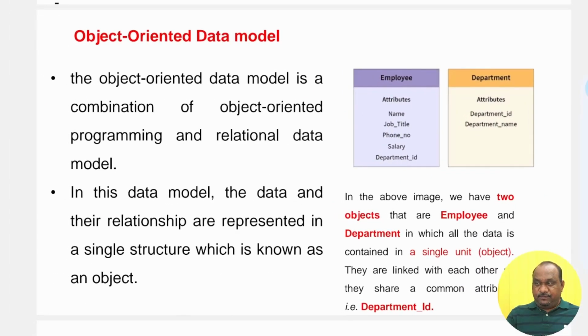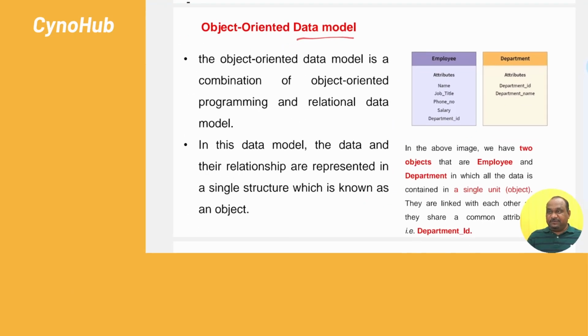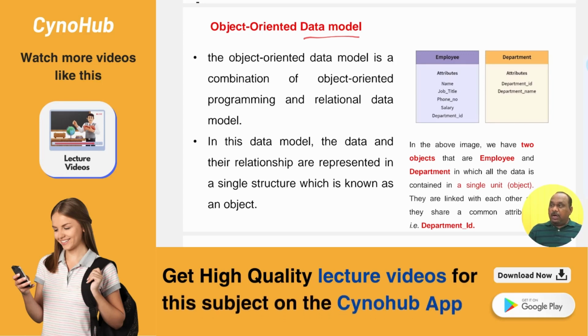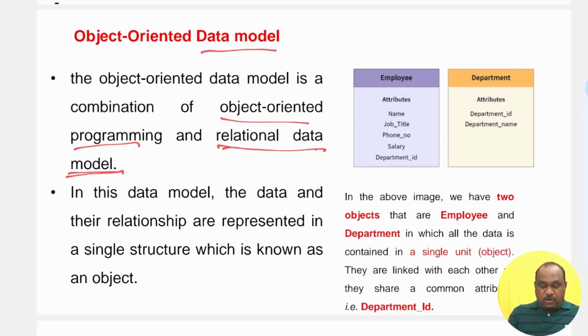In continuation of relational model, next is the object-oriented data model. This is somewhat in depth after the relational model. So the object-oriented data model is a combination of object-oriented programming and relational data model. So this relational model we discussed in the previous slide. It's a combination of object-oriented programming and relational model. So in this model, the data and their relationships are represented in a single structure, which is known as an object.